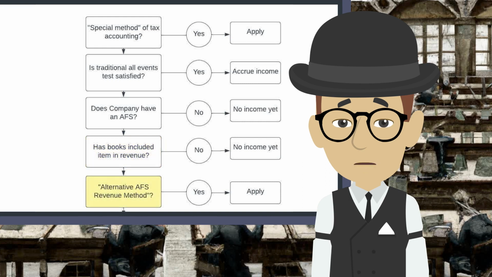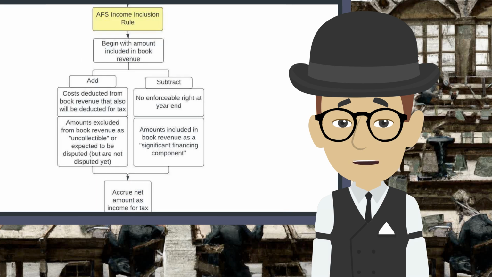If you do have a book inclusion for the year that has not met the traditional all events test, you next ask if you have elected to use the alternative AFS revenue method under the regulations under Section 451. This option is simpler than the general rule and lets you skip some computational steps that might save you some taxes, but that might not be worth the extra effort. Simplicity comes at a price. If you've not elected to use that simpler approach, you have to apply the general book conformity rule, the AFS income inclusion rule.